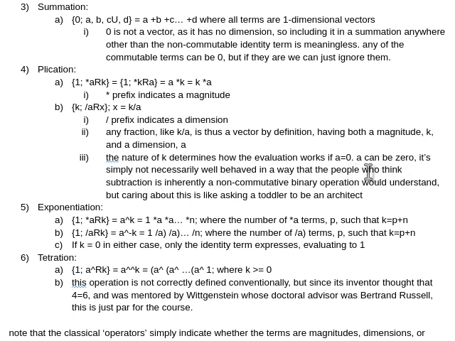A can be 0. It's simply not necessarily well behaved in a way that the people who think subtraction is inherently a non-commutative binary operation would understand, but caring about this is like asking a toddler to be an architect. Right? Do you really care what a toddler thinks about a building?